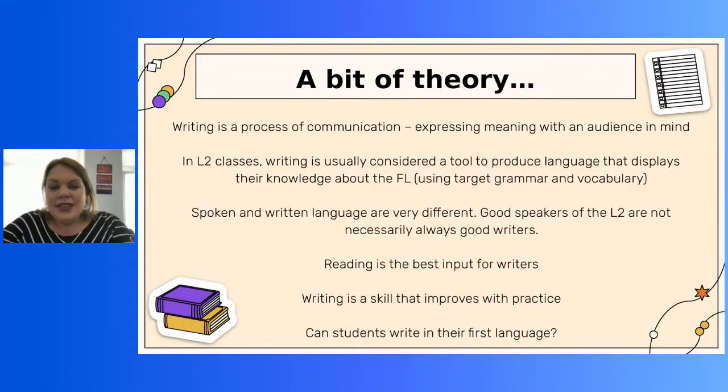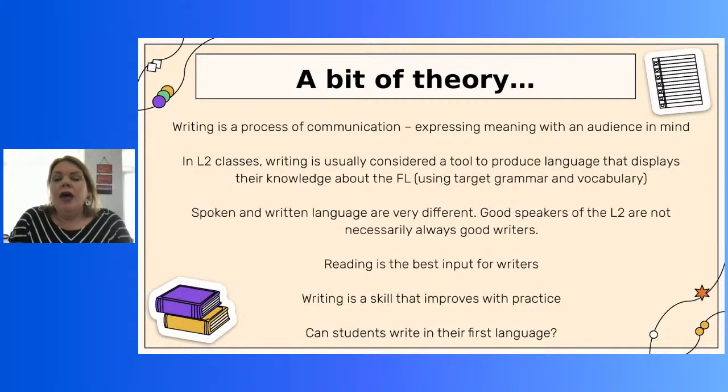An obvious point here is that reading is the best input for writers, and not only for a foreign language, but for our native language too. The more that we read, the better writers we become. Writing is a skill that improves with practice. So the more we practice writing, the better we become at writing. Just like the piano or like playing tennis, writing is a skill that also improves as we practice it.